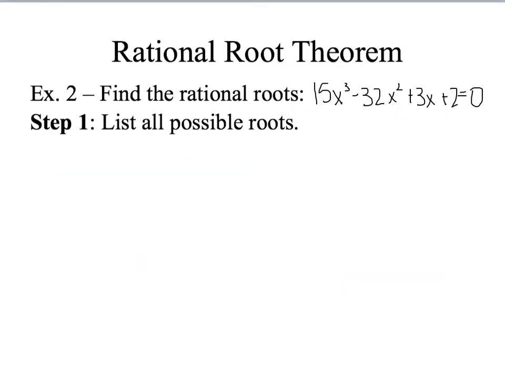Okay, let's put this into practice again. Example 2 says find the rational roots: 15x cubed minus 32x squared plus 3x plus 2 equals 0. Well, basically, if we want to find the rational roots, that's telling us to solve for x. What values could x be that would make the polynomial equal 0?